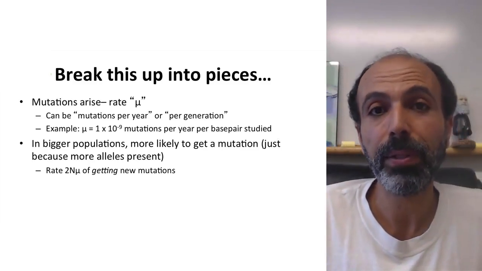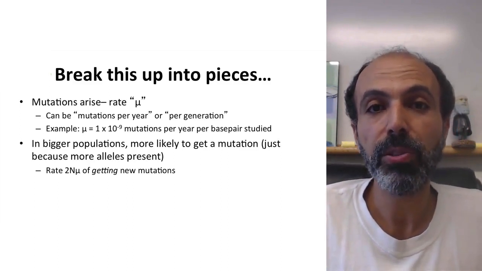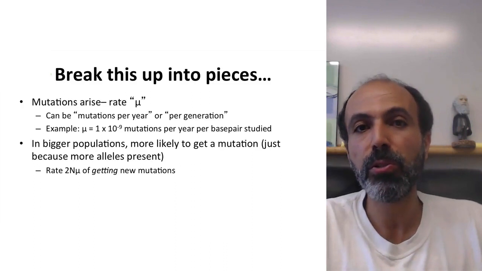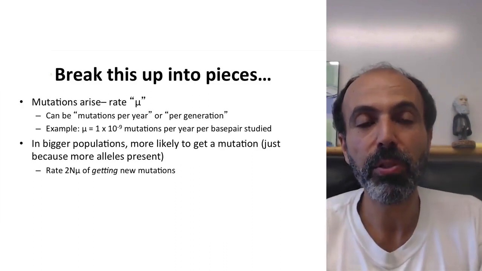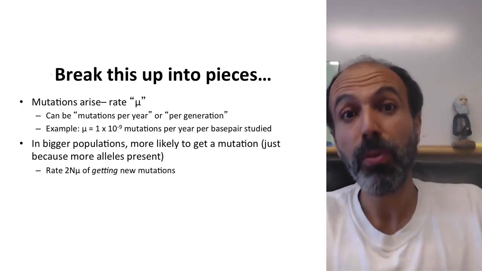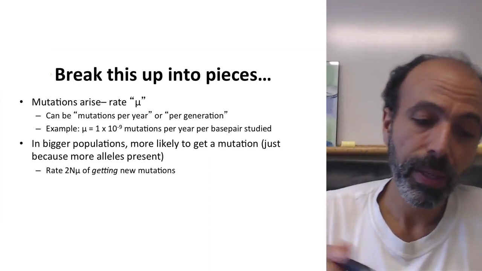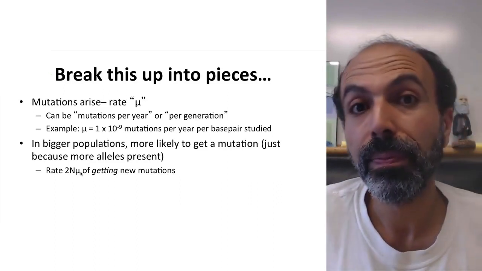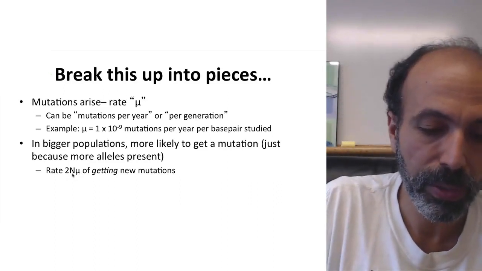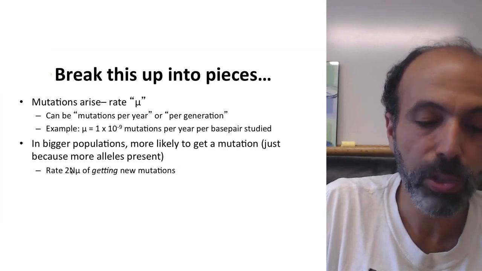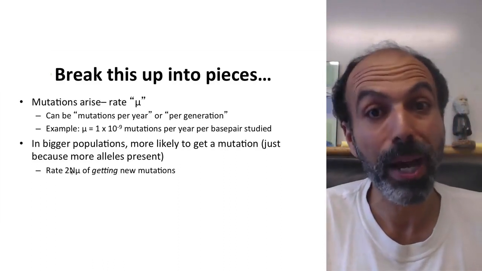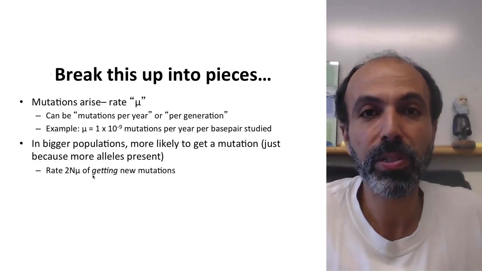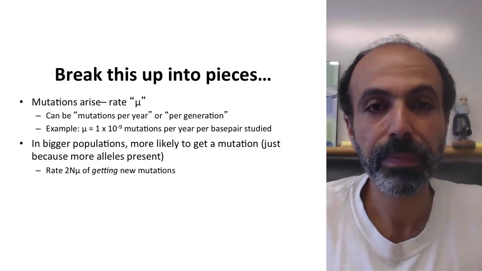Now, in larger populations, you're more likely to get the mutation simply because there's more alleles present, right? Every chromosome out there has some probability of getting the mutation. The more chromosomes you have, the more chance is that the mutation will arise. So the rate of getting a new mutation in a population might be 2n mu, right? So 2n is the number of chromosomes because n is the population size, 2 because it's diploid, every individual has 2 copies of it, and mu is that rate per chromosome. So it's the rate per year per base pair studied on an individual chromosome.